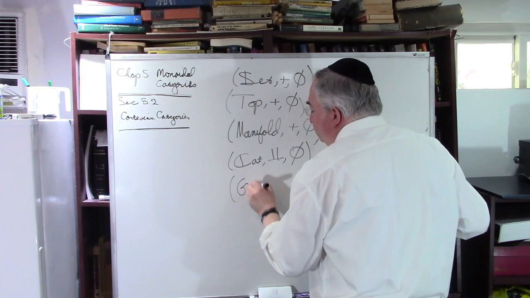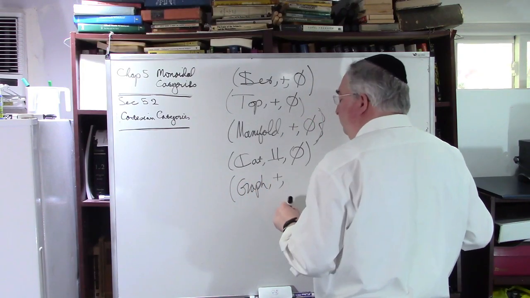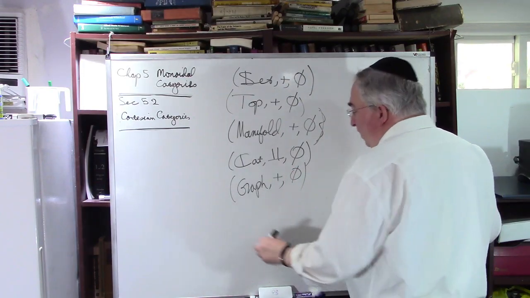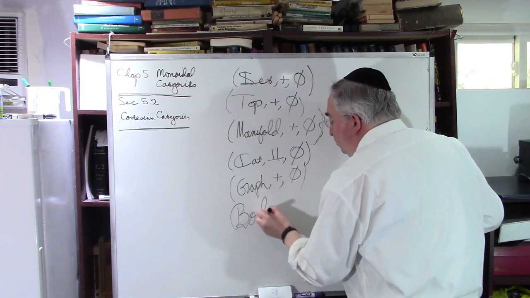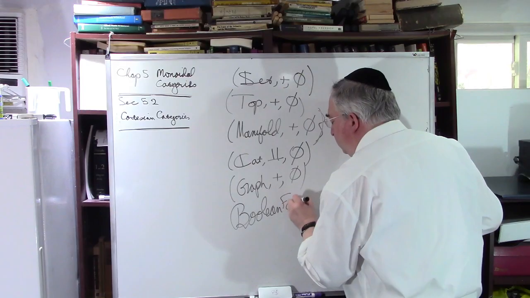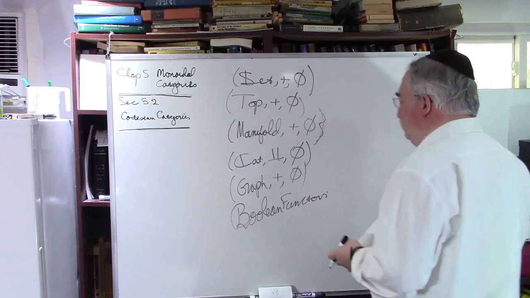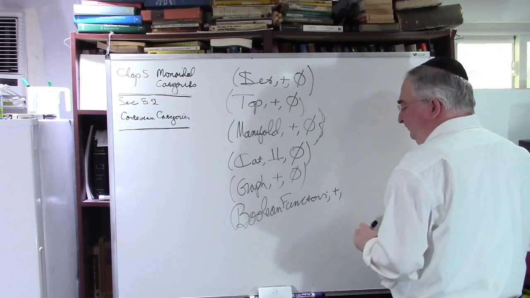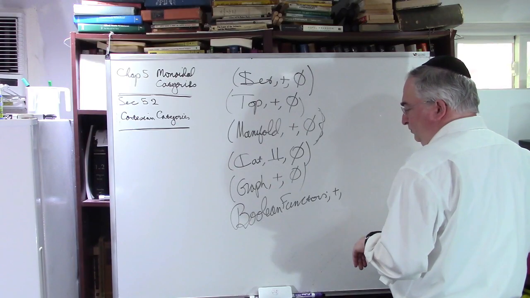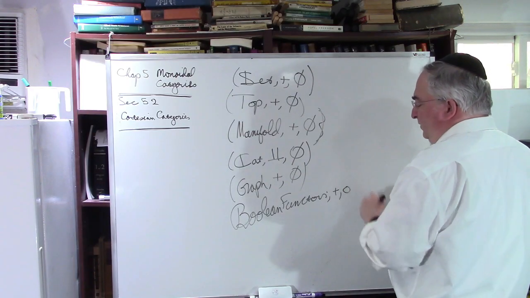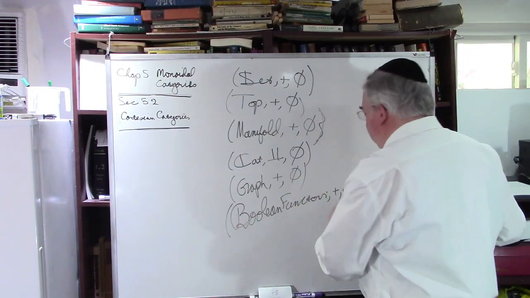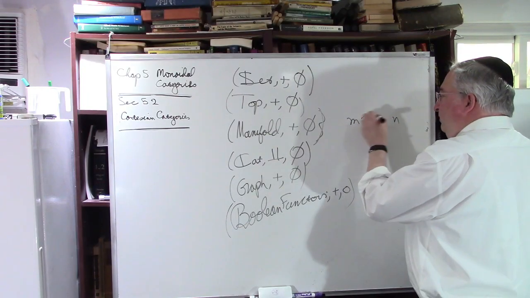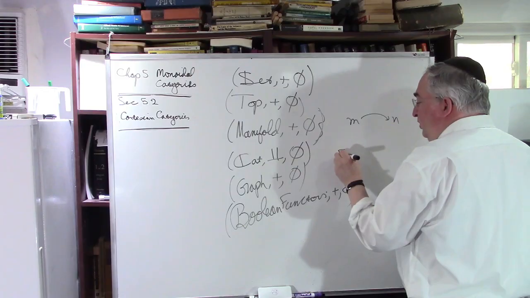Same thing with graphs. You could take the disjoint union of two graphs, you get a graph. The empty graph is the unit there. Boolean functions. Okay, so this is a little bit more interesting and different. Let me tell you what these are. The objects are natural numbers, m and n. And a morphism from here to here is basically a Boolean function.